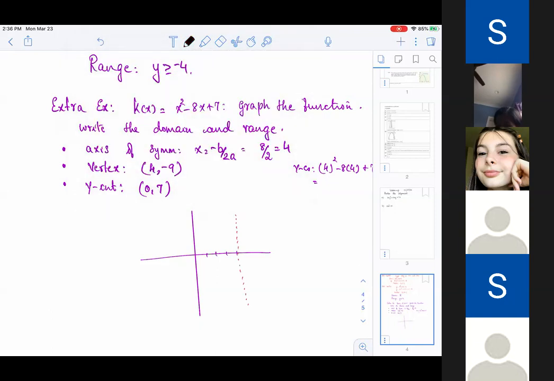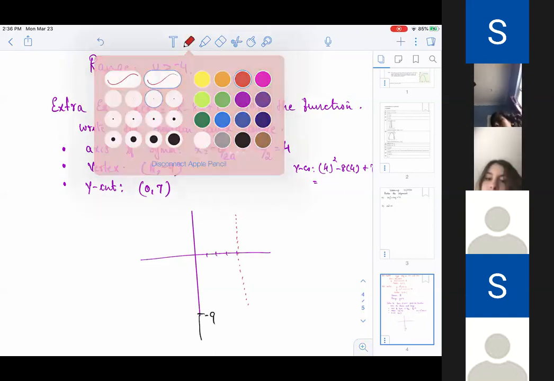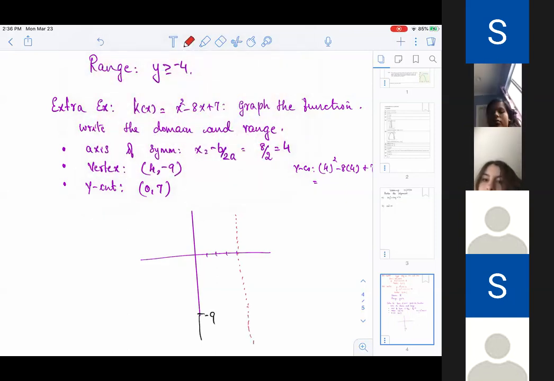Vertex is 4, negative 9. If I say this as negative 9, this is the vertex. Axis of symmetry is 0, 7. Sorry, y-intercept is 0, 7.